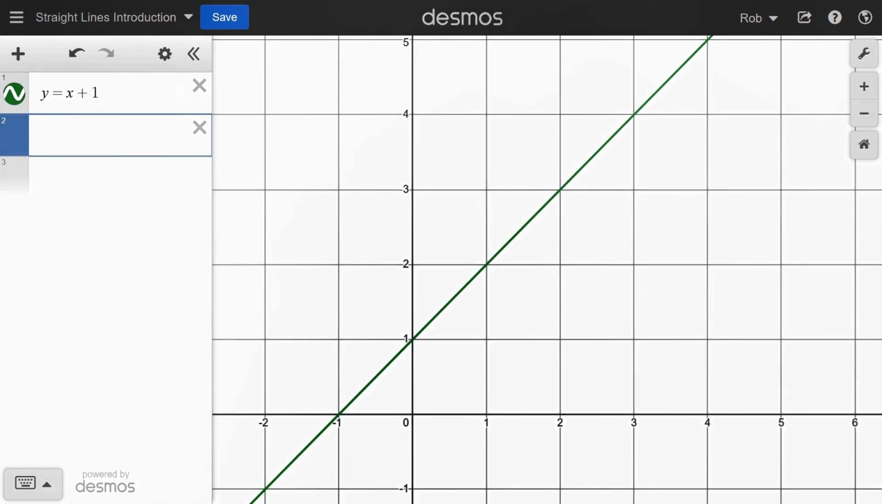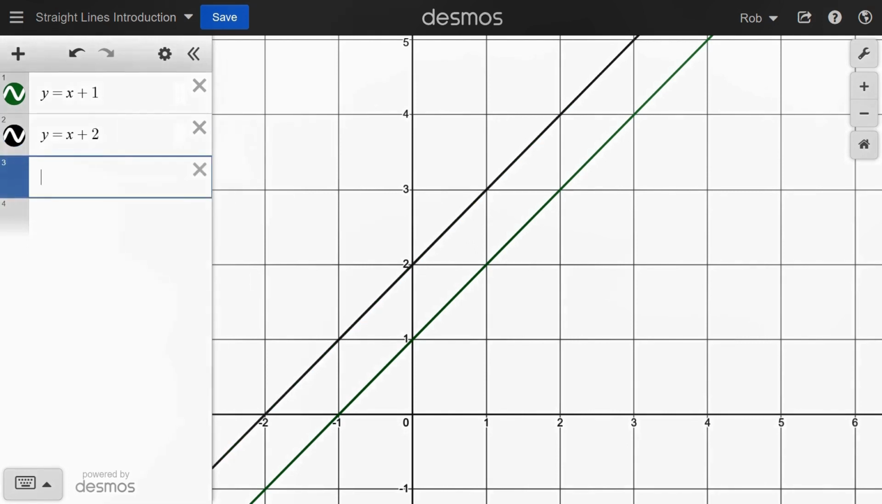So now, if I have another equation, and I call it y equals x plus 2, what happened to the graph? Oh, we got a line like this, looks like black to me. So what's happening is it's parallel to the other one. But instead of going through at 1 on the y-axis, instead of having a y-intercept of 1, it's got a y-intercept of 2. So what if I put in another one?